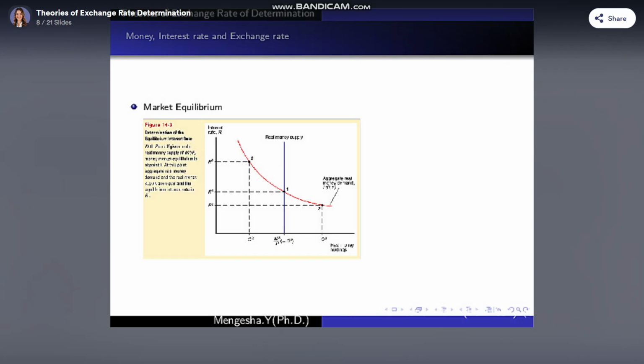The equilibrium interest rate is where real money demand equals real money supply. Changes in money supply or demand shift this balance, altering the interest rate. This rate then influences investment decisions and currency values. So, the money market equilibrium is a central piece in understanding how monetary factors affect exchange rates.